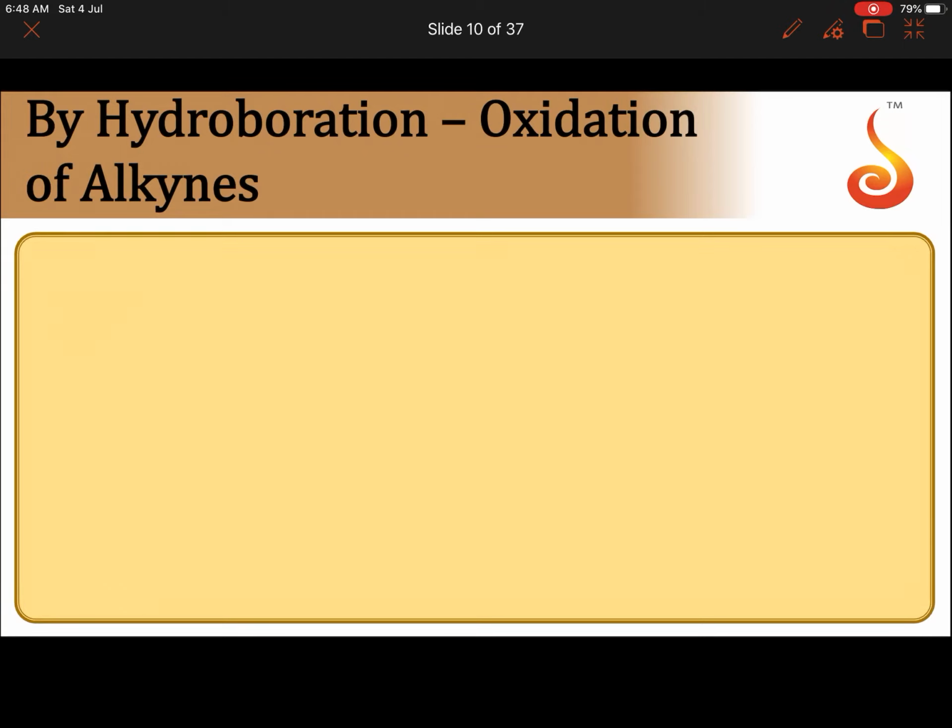If I take 2-butyne on hydroboration oxidation. If it is hydroboration oxidation, what should be there on the arrow? B2H6, tetrahydrofuran THF, hydrogen peroxide and sodium hydroxide will be there on the arrow.